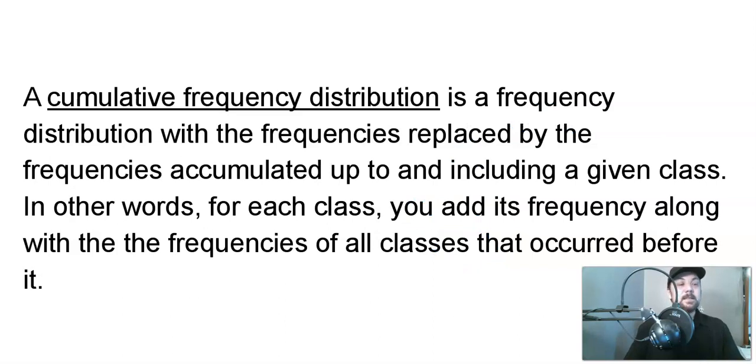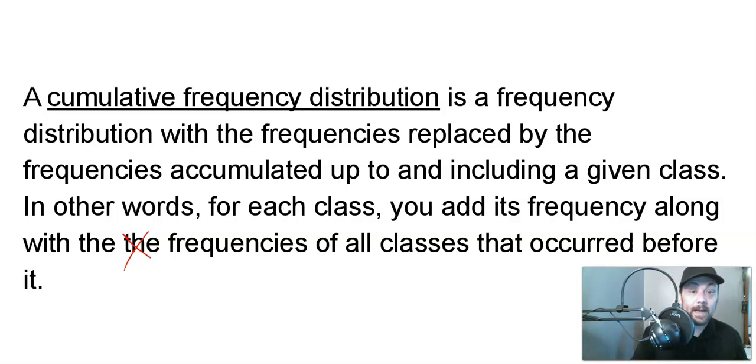All right, the last variation on a theme here is the cumulative frequency distribution, which is a frequency distribution with the frequencies replaced by the frequencies accumulated up to and including a given class. In other words, for each class, you add its frequency along with the frequencies of all classes that occurred before it. Sorry, I have a typo there. The word "occurred" is doubled. So you're just adding up the frequencies as you go.